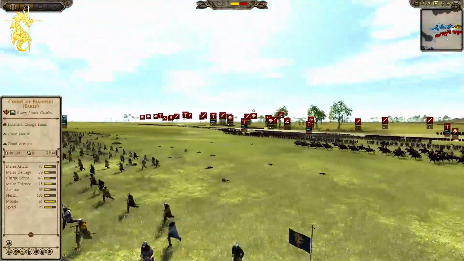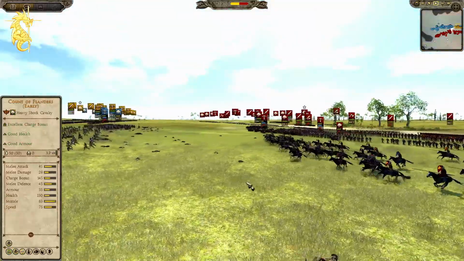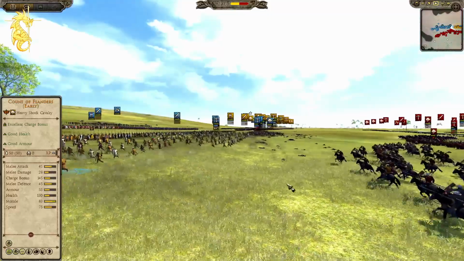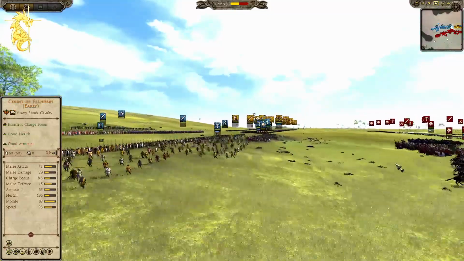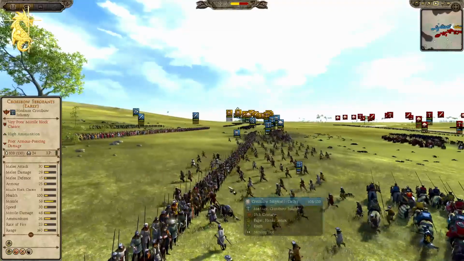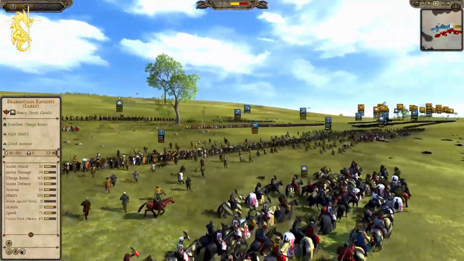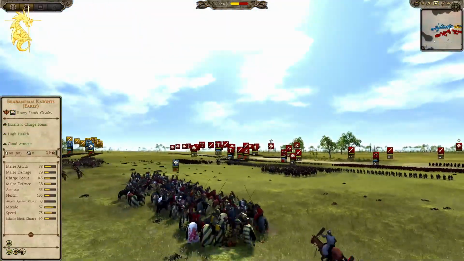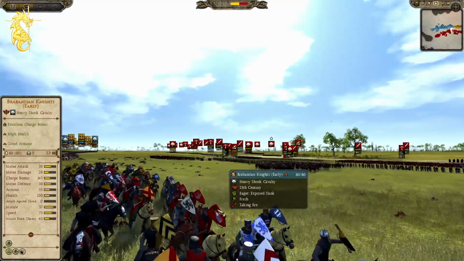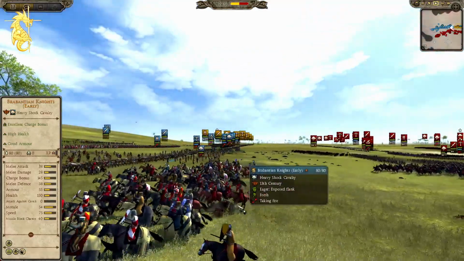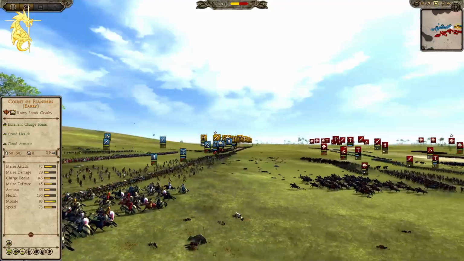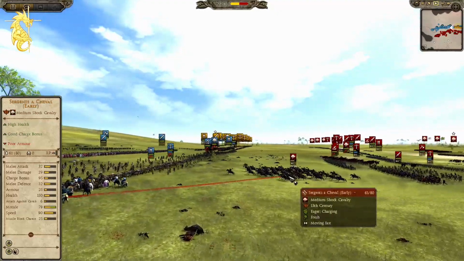Ooh, got a cav charge. Are they going to go for it? They're going to try and get these archers, but they're pulling off. The archers were getting back to the spear wall just in time, and some Brabantian knights coming to assist and kind of scare them off a little bit. Looks like they're going to pull back.